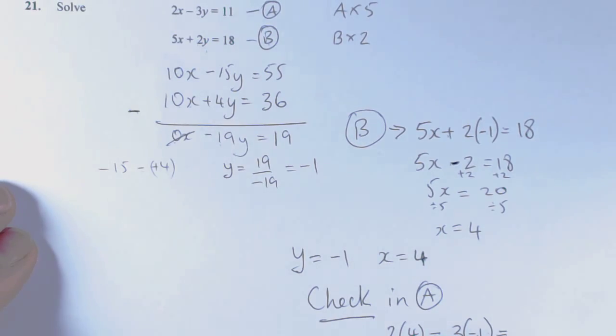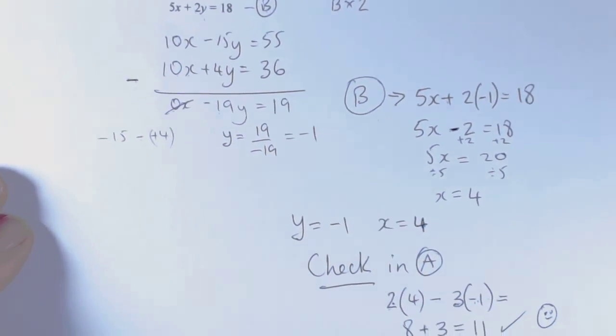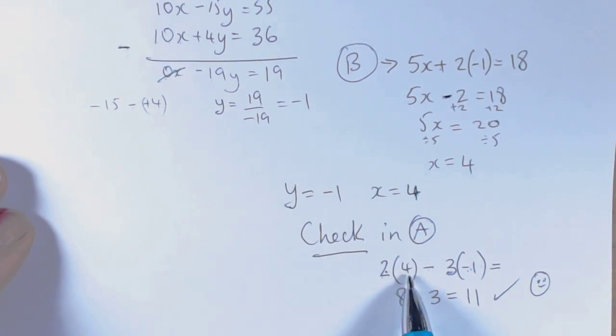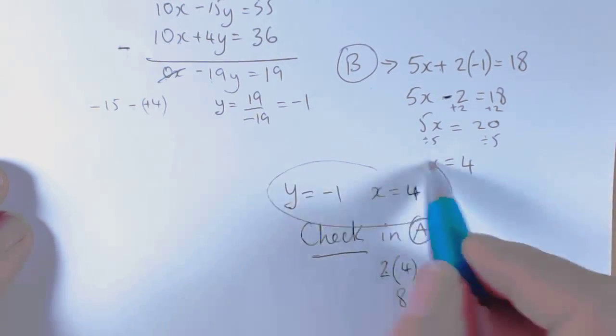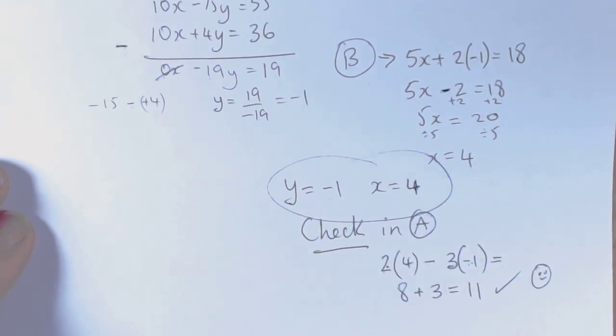So our check worked. Because our check worked, 2 lots of 4 was 8, 3 lots of negative 1 was negative 3, but when you're taking away a negative, you make things bigger, so it's adding. So 8 add 3 is 11, so our check worked. So our final answer then is y equals negative 1 and x equals 4.